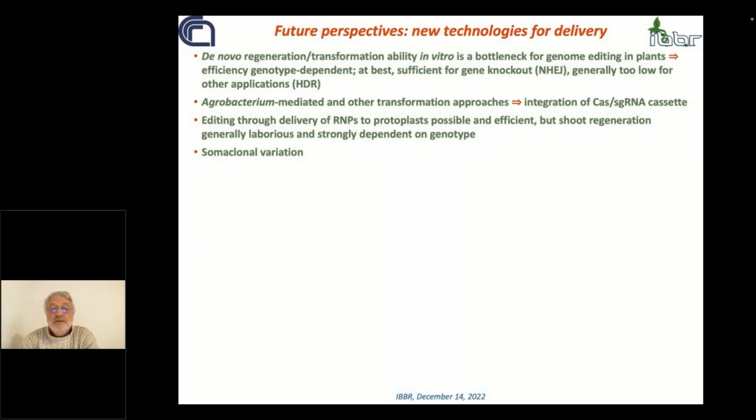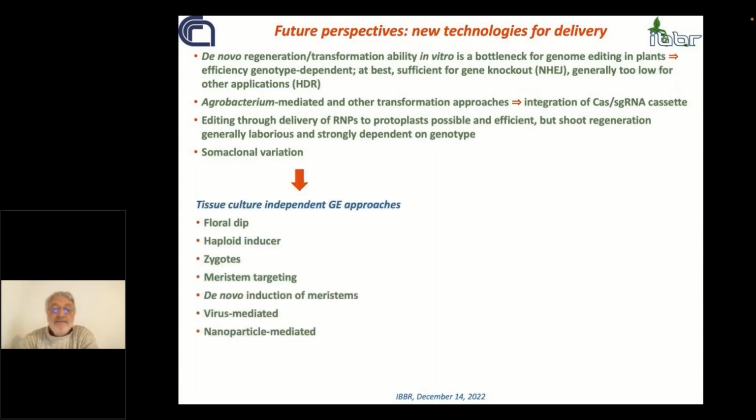We show that in our case, but also in other species, we use in tomato ribonucleoprotein complexes. That is an efficient method, but regeneration from protoplast is generally laborious and strongly dependent on genotype. And then there is also the effect of somaclonal variation. That is probably a problem.